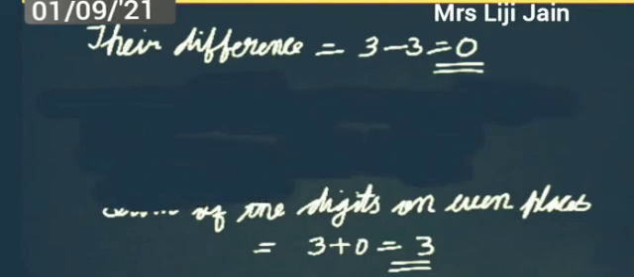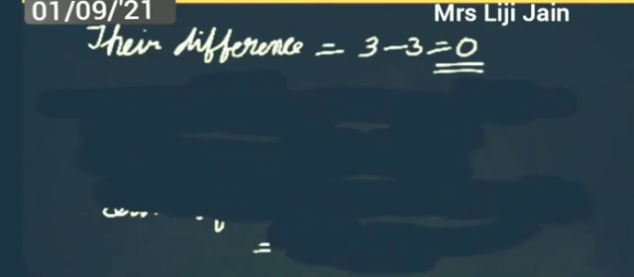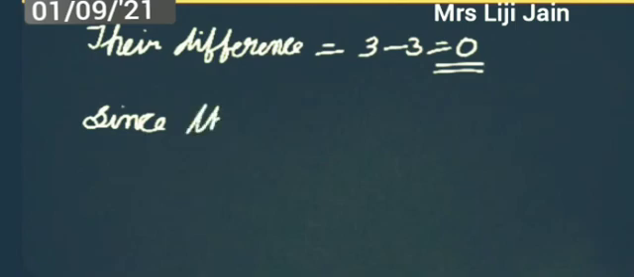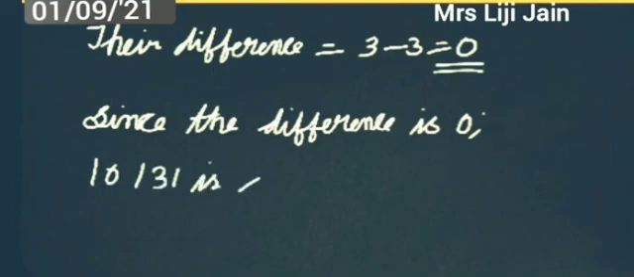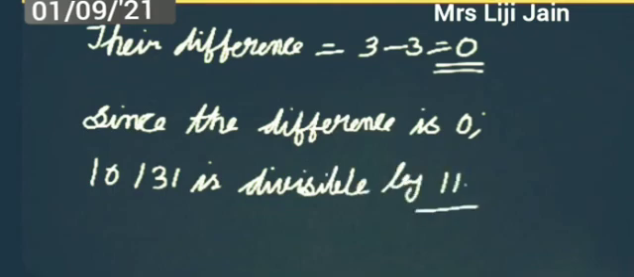Yes. Write down. Is it clear now? Any doubt? If you have any doubt, you can WhatsApp your doubts to me. Okay, don't worry about that. I am ready to answer. Okay. Since the difference is 0, the given number, or what is our given number? 10,131 is divisible by 11, isn't it? Either the difference is 0 or divisible by 11. We can say that the given number is also divisible by 11, isn't it? Yes. Okay.